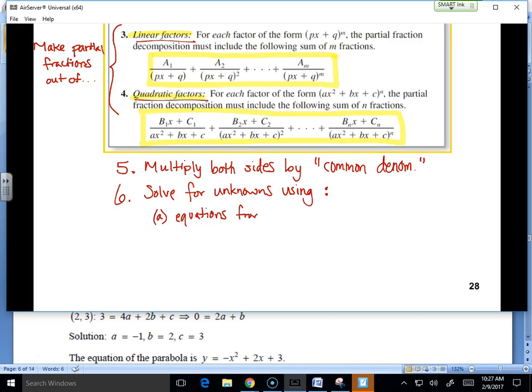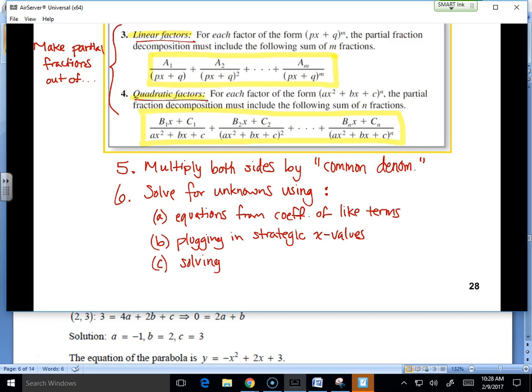Equations from the coefficients of like terms. Plugging in strategic... that sounds fun. Strategic, remember you have to develop a strategy, right? Plugging in strategic x values. Solving systems.